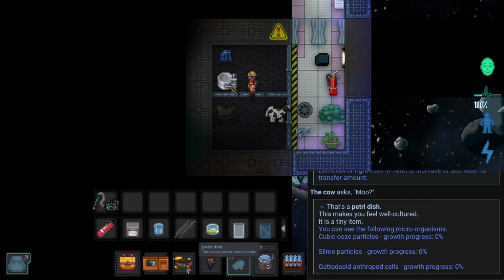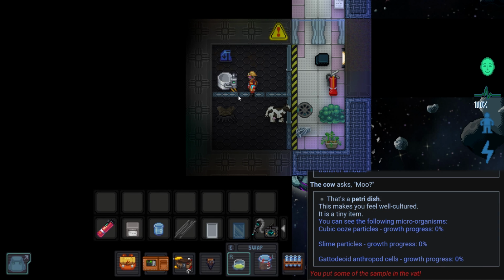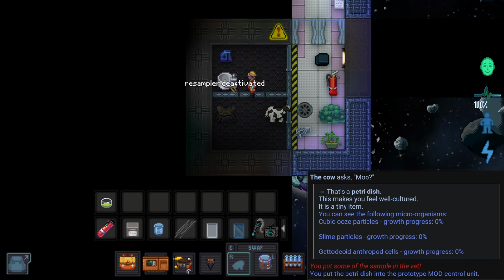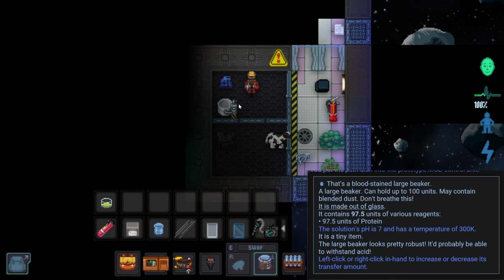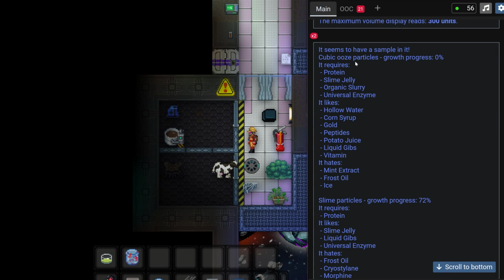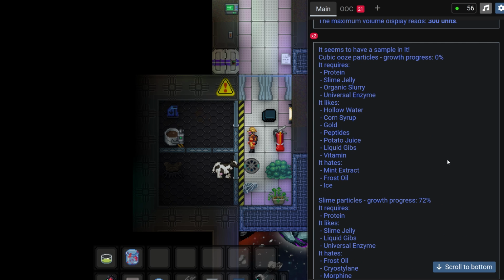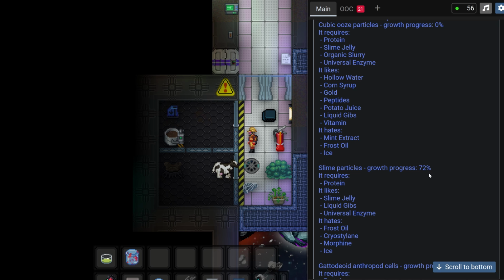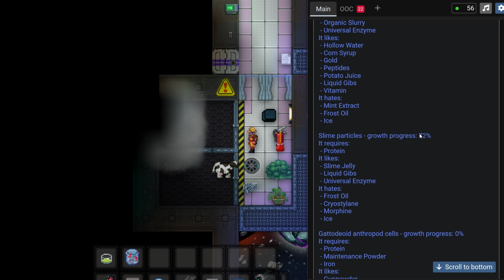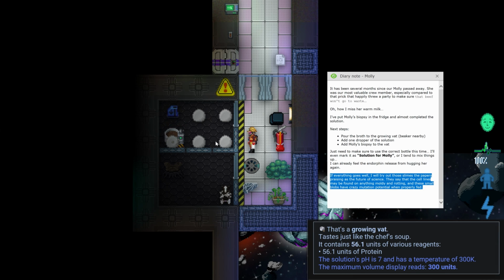So we can use this to grow some slimes. Now we put this petri dish with the slime cells onto the growing bed. I will enable the resampler so that we will get multiple slimes and put the protein that we have into this input gate. You can see how the cubic ooze particles and ghettoidioid anthropod cells are not growing, while the slimes have growth progress. So it means that everything is working, and we only need to wait for the slimes to pop out. So we got a lot of slimes from this protein, and it's still cooking. It's only like halfway through.